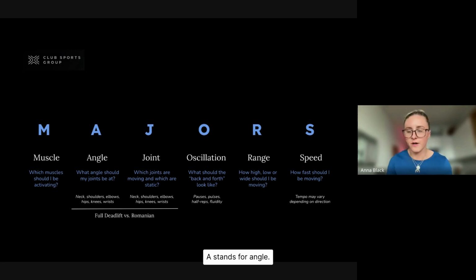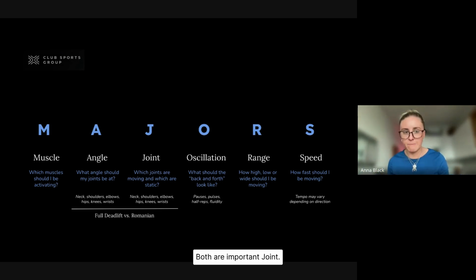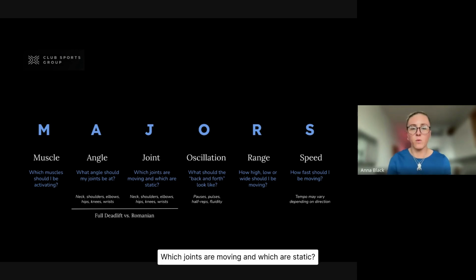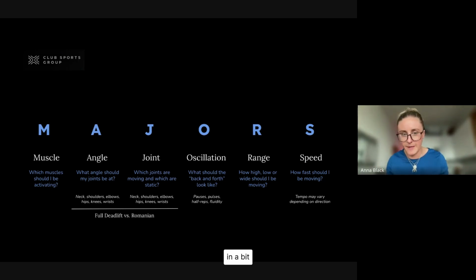A stands for angle. What angle should my joints be at? That could be the beginning of a move and the ending of a move. Both are important. Joint. Which joints are moving and which are static? This is an important distinction. So angle and joint have a very specific relationship, right? The joints have an angle. Or the only thing that can be at an angle is a joint. So again, those have a very specific relationship that we'll get into in a bit.